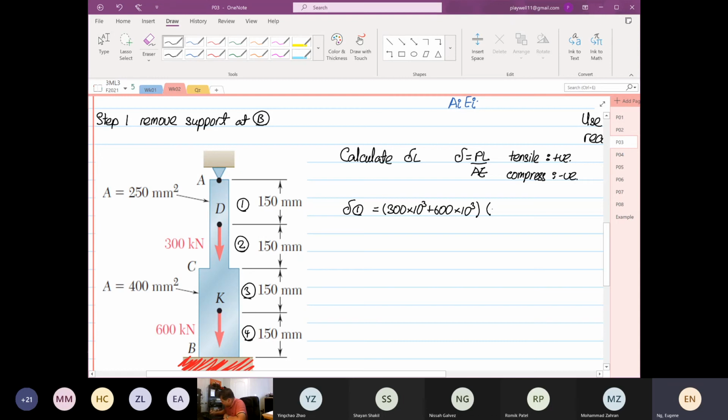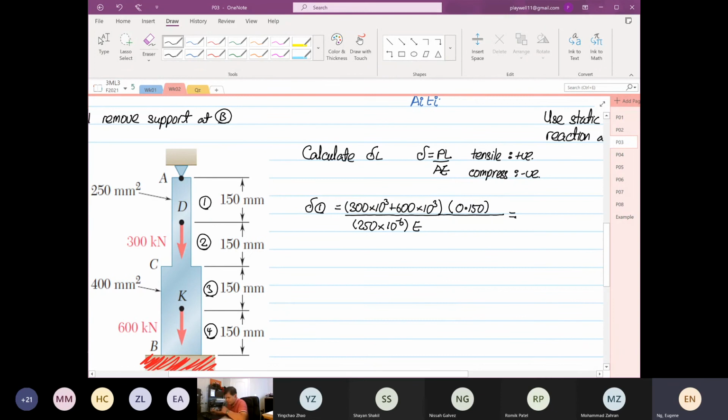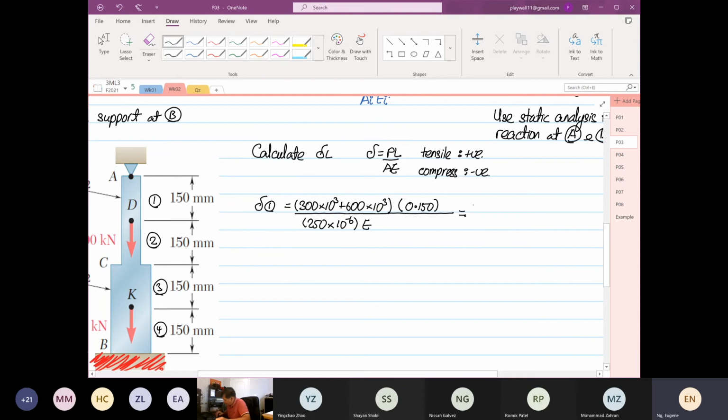The area is equal to 250 times 10 to the power minus 6 divided by the cross-sectional. Sorry, so this is the length. The cross-sectional area is 250 times 10 to the power minus 6. We are not given the Young's modulus, we just put E over there. Okay, because later on it will cancel out itself. So 900 times 10 to the power 3 times 0.15 divided by 250 times 10 to the power minus 6 is equal to positive 540 times 10 to the power 6 over E.